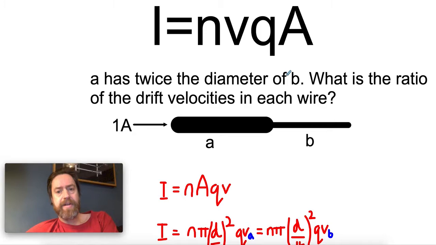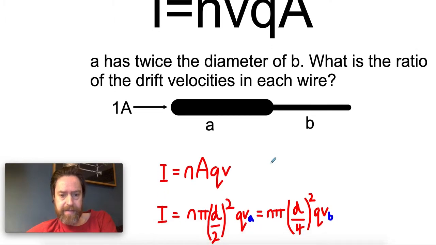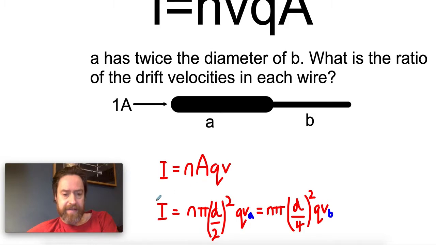Unfortunately, the question's been irritating and talked about diameter instead of area. But we know an equation for area, that's pi r squared or pi d over 2 squared. So I've replaced that in these equations. So I'm going to scroll this up and let's see what we've got. I've said the current, which is the same in both wires, so I can equate both of these equations, is equal to the number of charge carriers, pi times d over 2 all squared, times q, times the drift velocity in A.